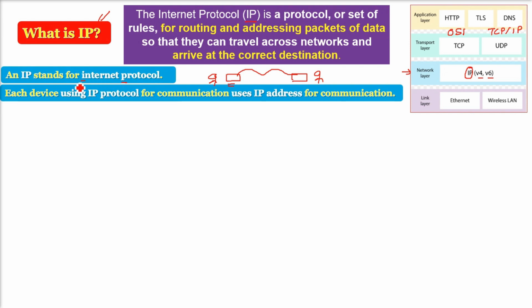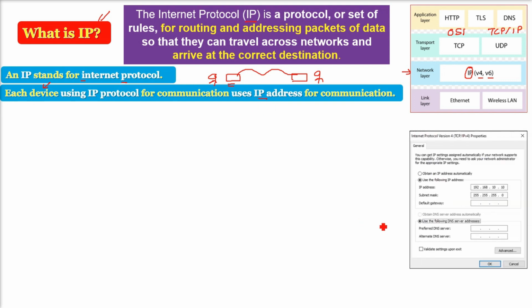Any device which is employing the Internet Protocol for communication uses an IP address for communication. This Internet Protocol is one of the protocols in the layer stack, and it defines how to communicate, and that comes down to the IP address.